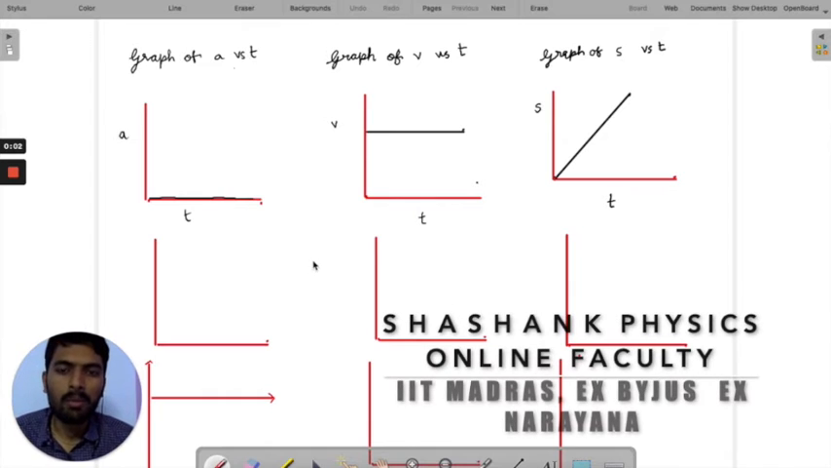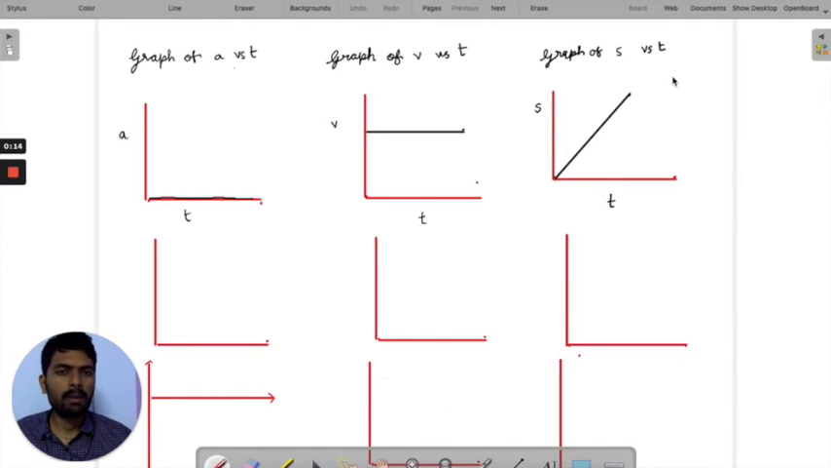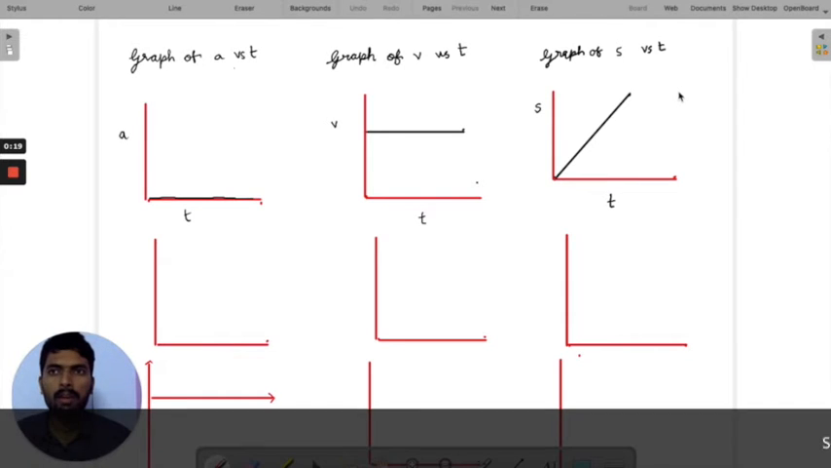Everyone, this is Shashank. We'll be looking at the kinematics graphs. First thing, this is a simple topic which is very much similar to your graphs in coordinate geometry, which you have been doing in your 10th standard, 11th standard, 12th standard as well. So it's more of a maths topic here.